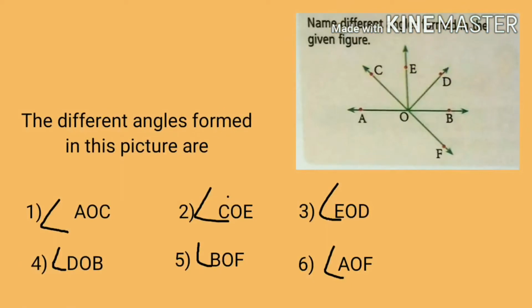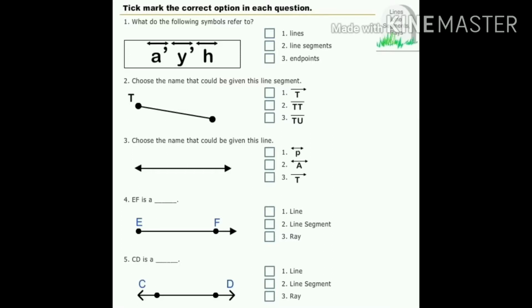Let's discuss some exercises related to the topics we have learned today. The picture shown here has different angles. The different angles formed in this picture are angle AOC, angle COE, angle EOD, angle DOB, angle BOF and angle AOF. Let's recognize the symbols of basic terms from this exercise.